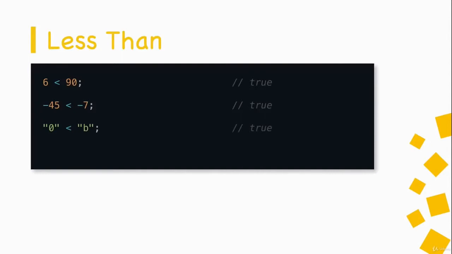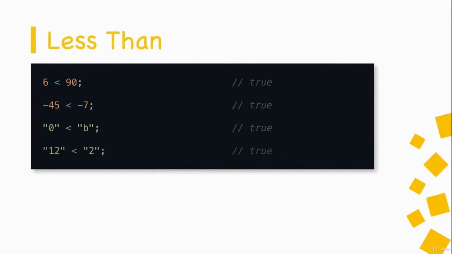And it works on strings as well. So remember, with strings, 0, 1, 2, 3, these are the smallest, then uppercase letters, and then lowercase letters. And with strings, characters are matched from left to right, character by character. That's why the string 0 is less than the string b returns true, because in string comparisons, 0 is smaller than b.